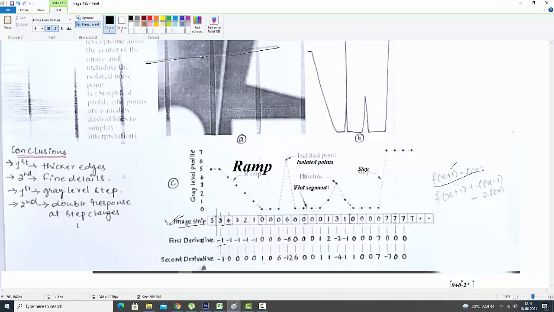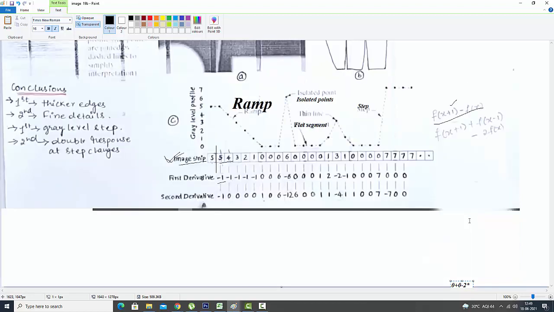Then there are fine details also present. In the second there are fine details, and also the first image has the gray level step. Gray level step will increase here, and it has the double response to the step change. Actually here we can see the double response, such as minus 6 becomes minus 12, the step change happens. But here also when that step is being changed, from here to here it is coming back. So minus 1, minus 2 to minus 4.